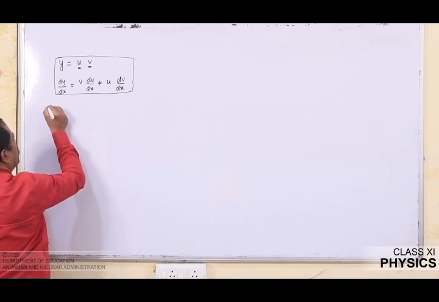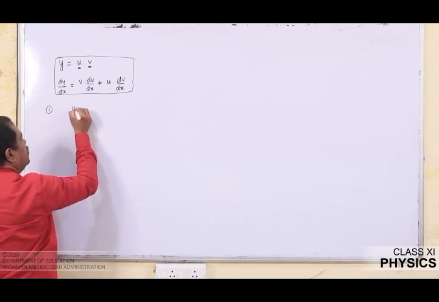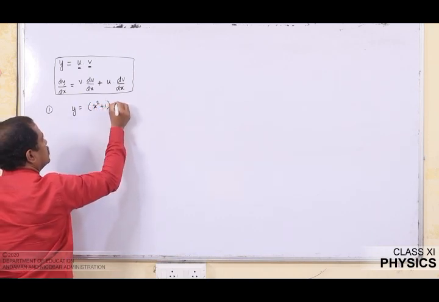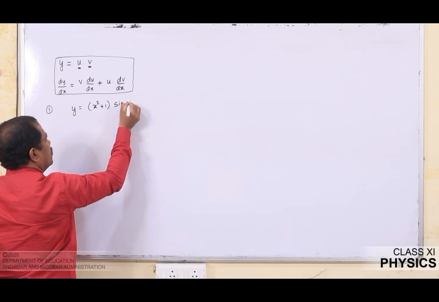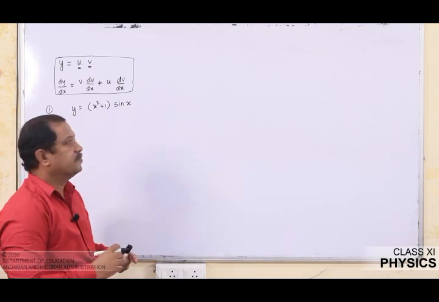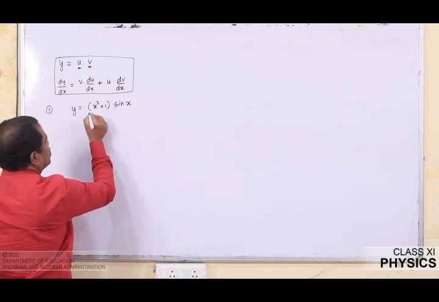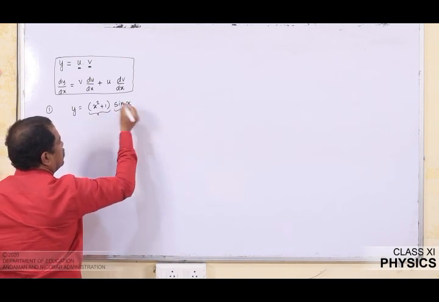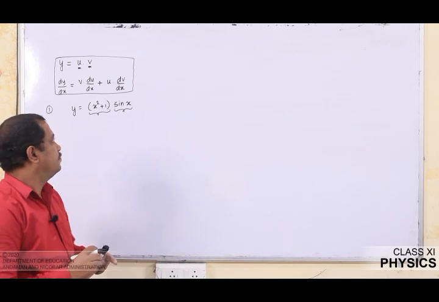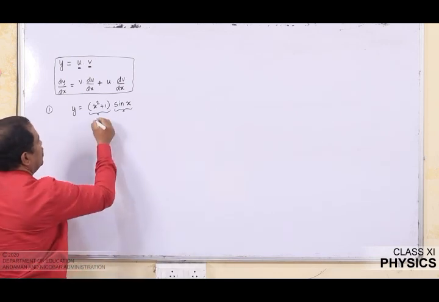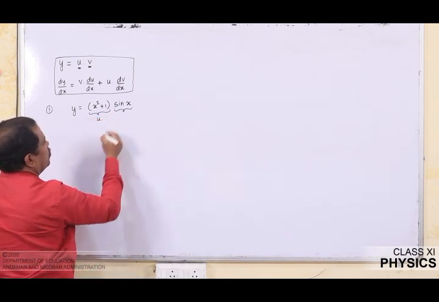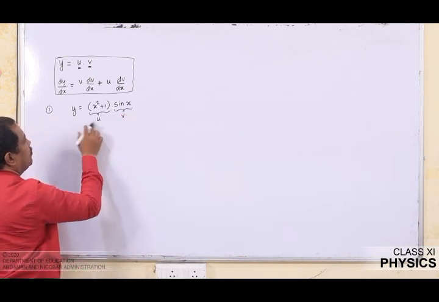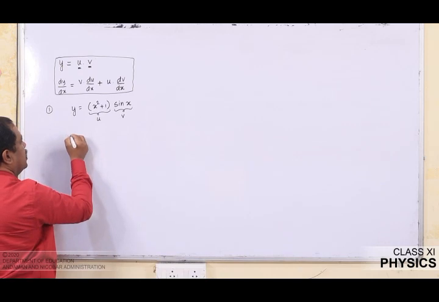So, let us take the first problem. If I have y is equal to x square plus 1 times sin x. Now, if I look at this problem, what I understand is that this is one function which is a function of x, this is a second function which is also a function of x. In that case, let me consider this as the first function u, and this as the second function v.